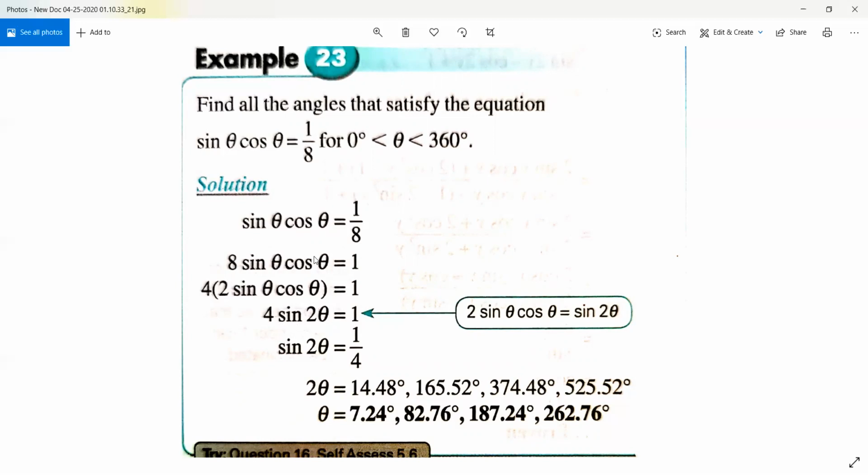Just now I have sine and cos, so it's hard for me to find. But I only want one trigonometric ratio over here. So now I'm left with sine 2 theta equals 1 over 4. Okay, so 2 theta is all these angles. So theta is all these angles.